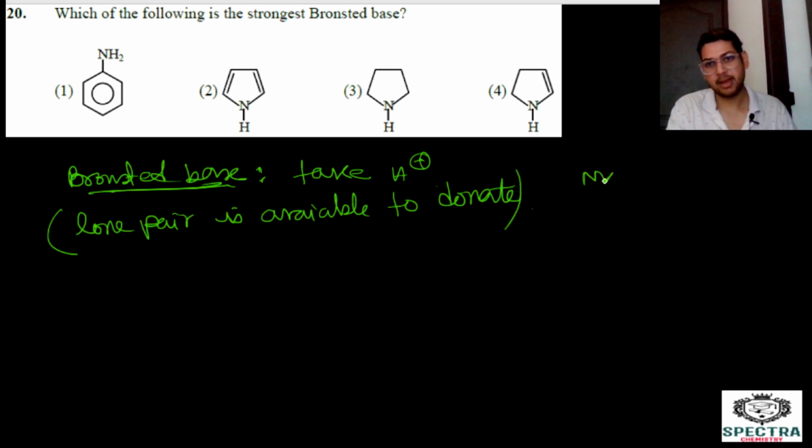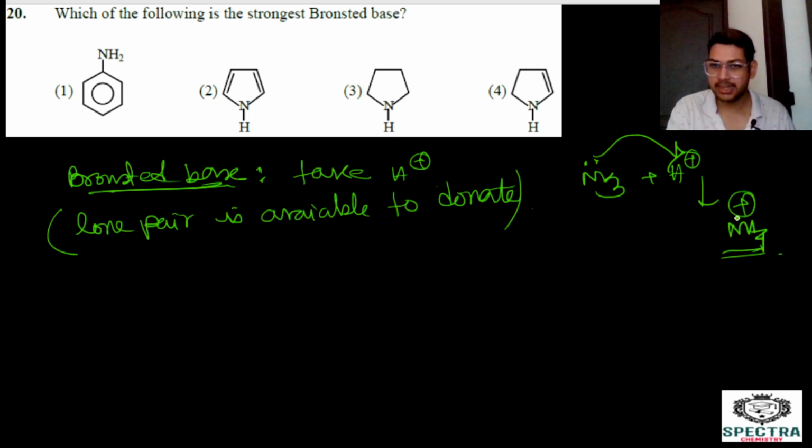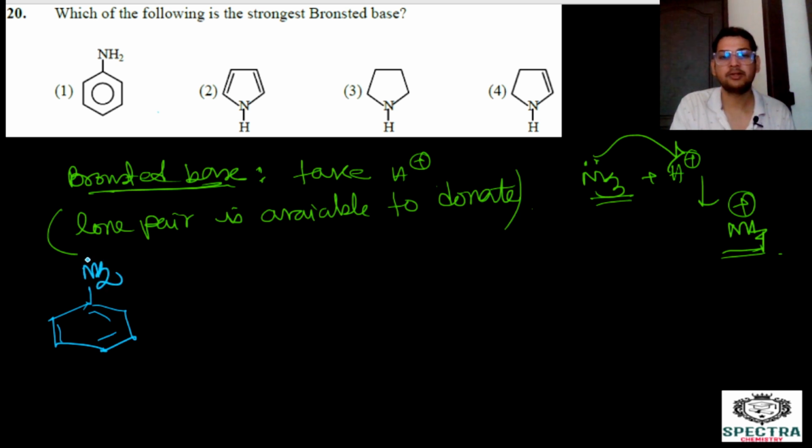What is the meaning of this? Suppose ammonia: the nitrogen lone pair has to be donated to H plus, then it can take H plus. Then only it can make NH4 plus, and then only it can show its Bronsted basicity. Sir, all are having nitrogen, so what is the problem? The problem is that in the first molecule the nitrogen lone pair is engaged in resonance, and as it is doing resonance the lone pair is no longer available.